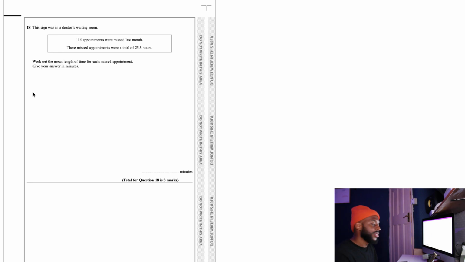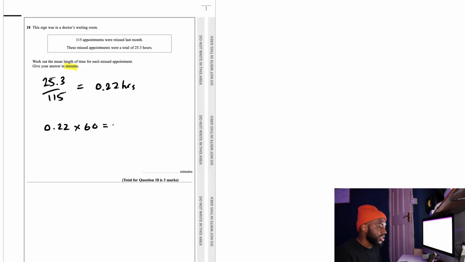Okay, we have a mean question now. 115 appointments were missed last month. These missed appointments were a total of 25.3 hours. Work out the mean length of time for each missed appointment in minutes. So we're going to first do 25.3 divided by 115 to find the length of one appointment that was missed. That gives us 0.22 hours. But we need to get our answer into minutes. So we've got to convert this 0.22 into minutes. To do that, we're going to times by 60. So once we times by 60, we get 13.2, and that's our answer.